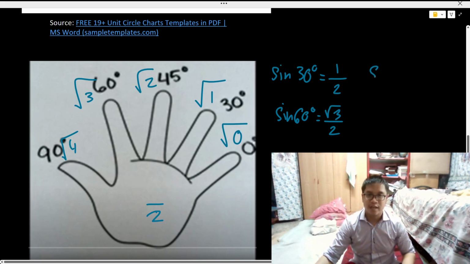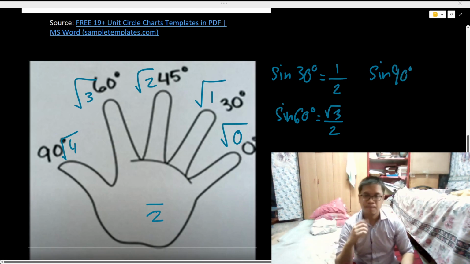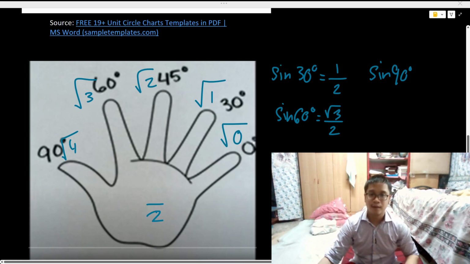Like, let's just say find sine 90 degrees. I'll give you a few seconds, or pause this video if you like to. So this is actually what? It's 1.